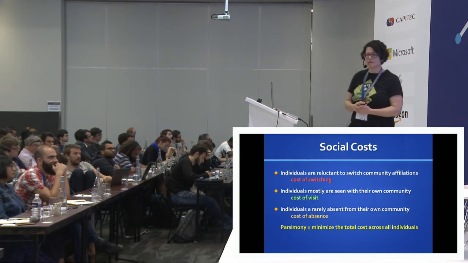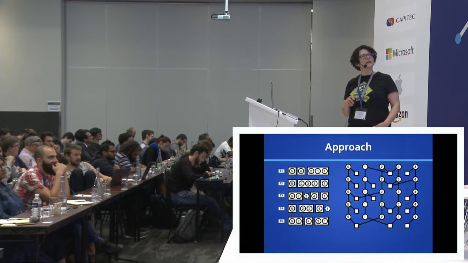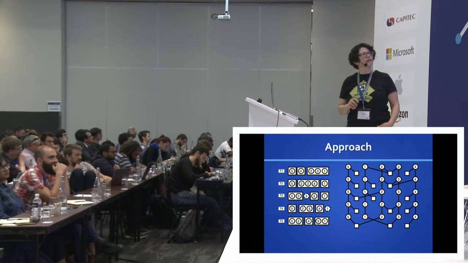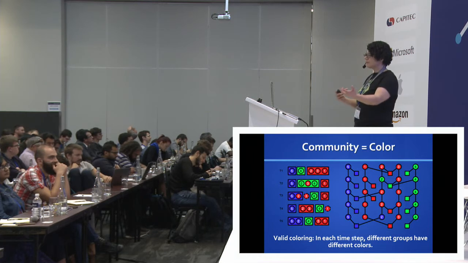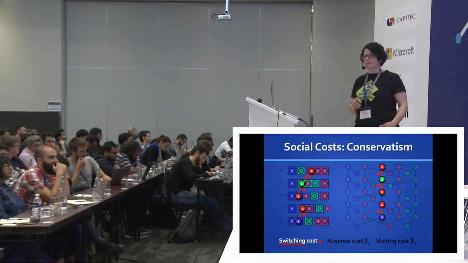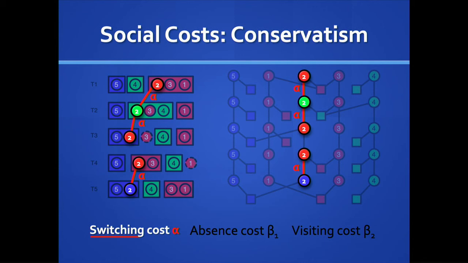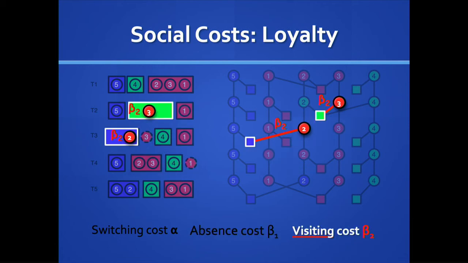We can do it through a graph representation where we have nodes for individuals and the observed groupings, and the individual is connected to a group that it was observed in. We want to find the coloring of the nodes where the groups in the same time step have different colors, because if they're meeting, it means they're three different communities. Every time an individual switches its color from one time to another, it's a switching cost. When an individual is not connected to a group node of the same color, it's absent from its community, so it's an absence cost. And when it's connected to a group of a different color, it's visiting, and has to pay a visiting cost.